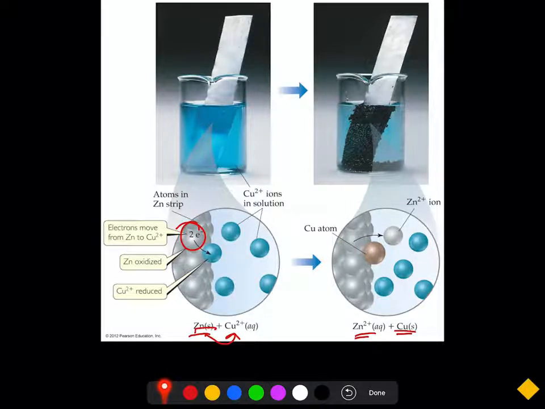Again, if the assigning of oxidation states is very fuzzy, I suggest you review that from chapter 4.